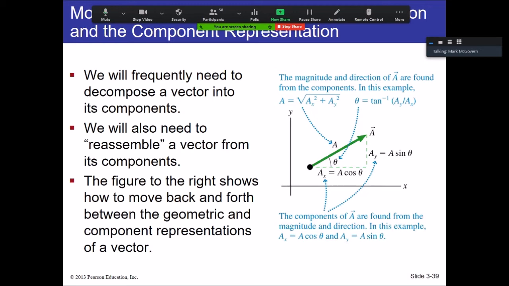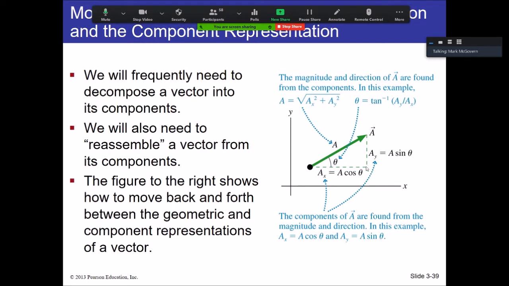Here's how we do it. If you are presented with a vector in the magnitude direction format, meaning you have a magnitude and an angle, the way we would go about it for this particular vector is we identify the fact that the vector can be the hypotenuse of a triangle, and the legs of the triangle represent the components of the vector.